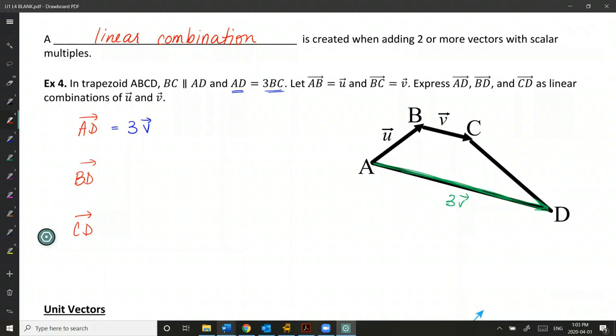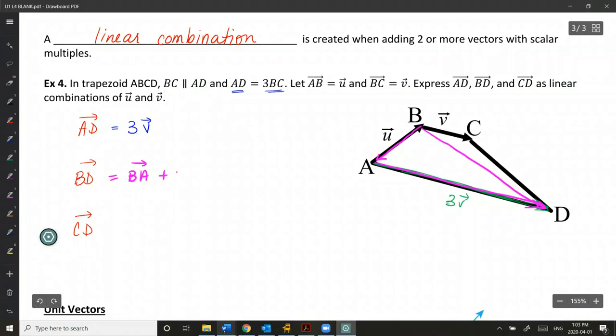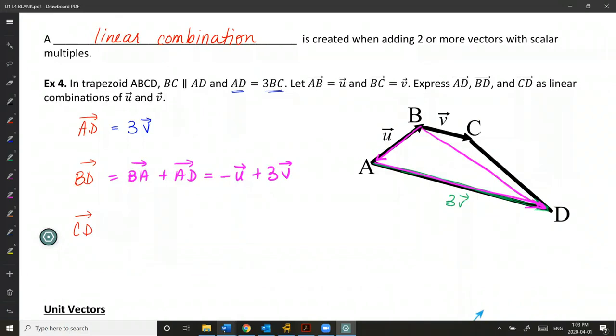Okay, BD. Here's BD. I think we can probably write this as a combination starting from B going to A, and then from A to D. So if I try to use BA plus AD, I know that AB is positive U, so BA must be U but in the opposite direction, so negative U. And we know that AD from our previous part is 3 times vector V.